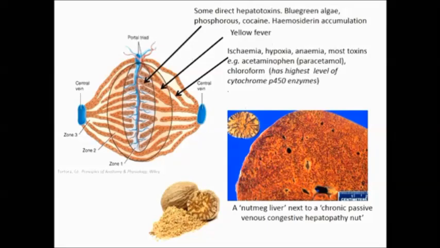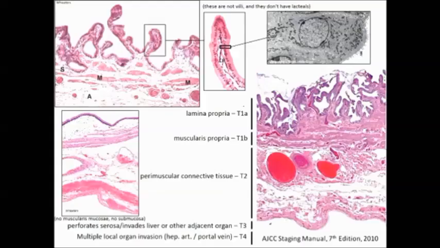And here is a nutmeg, and here is a liver that has been affected by chronic heart failure. And so the sinusoids expand and become more red, and the liver cells become pale with a bit of fatty change. So when you look at the liver to the naked eye, so the scale is a couple of centimeters, you do get alternate sort of variegated light and dark. So if you call this a nutmeg liver, you have to call this a chronic passive venous congestive hepatopathy nut. This is probably a good place to finish.